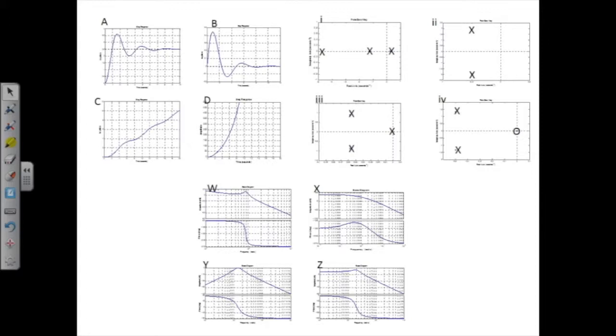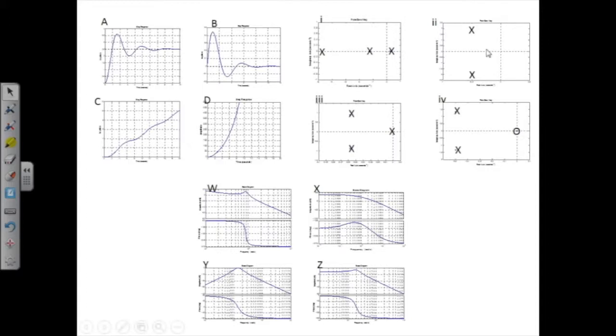So let's take that piece of information and say, well, I've got 4 pole zero maps here. Which of those would match up with it? Let me ask you about pole zero map 1. Would that match up with it? If not, why not? No. It's got a pole on the right hand side. What does that mean? Unstable. It's not that one.